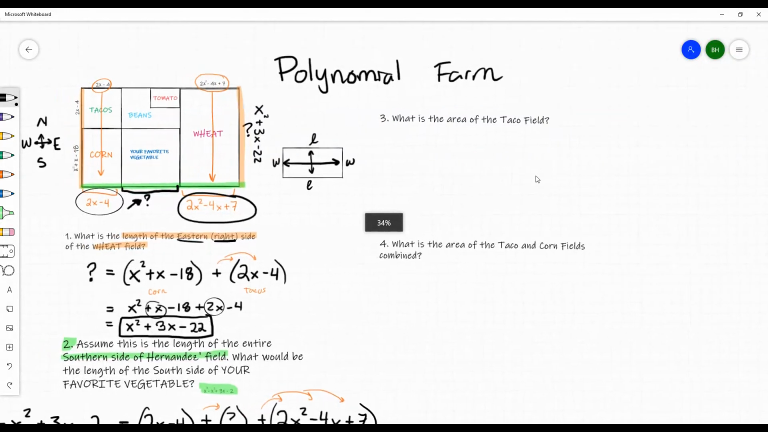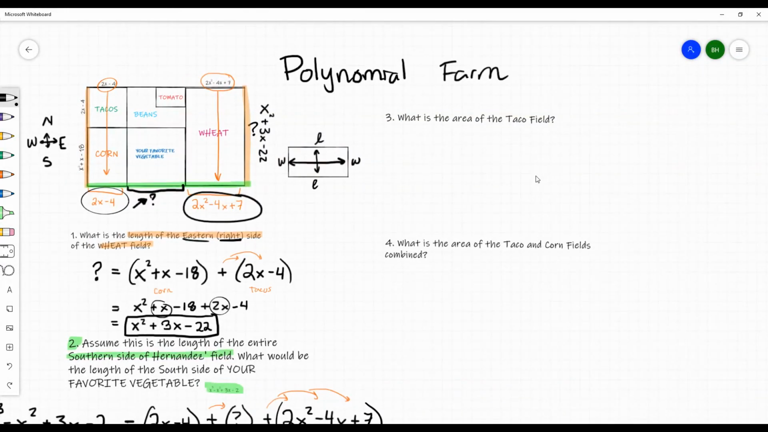Okay. So question number 3 says, what is the area of the taco field? The taco field is right here. I'm going to redraw it for us. Boom, boom, boom, boom. We got tacos. It's 2x minus 4. 2x minus 4. We can see that this is a square. Both the length and the width are the same. So in order to multiply these, there's two ways that you can do it. The first way is doing the area model that we did before.